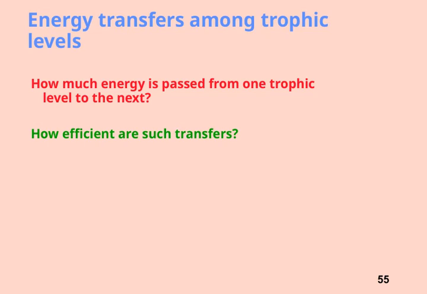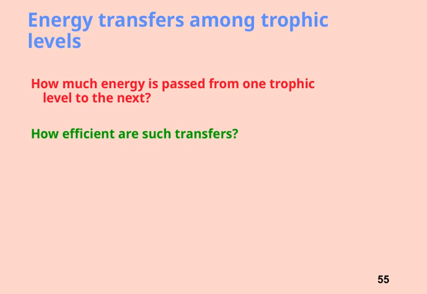Let's talk about energy transfers among trophic levels. Have you ever wondered how much energy actually makes it from one level to the next? Well, only a fraction of the energy is passed along, typically around 10%. This means that as you go up each trophic level, a lot of energy is lost, mostly as heat. Now, how efficient are these transfers? Not very, actually. This inefficiency is a key reason why food chains are usually only a few levels long.